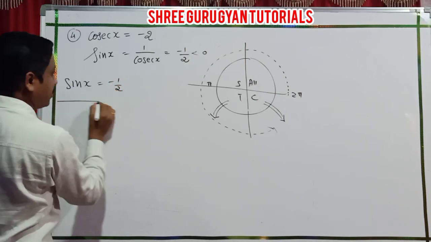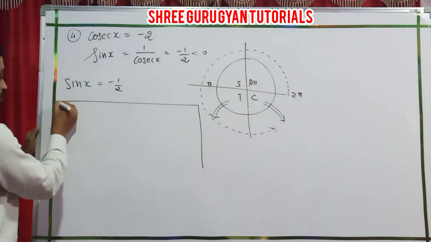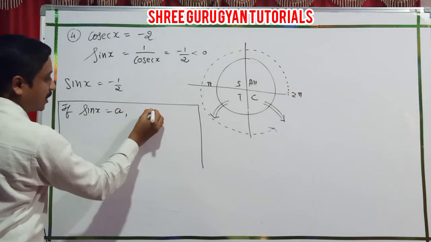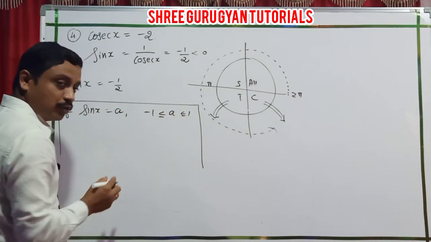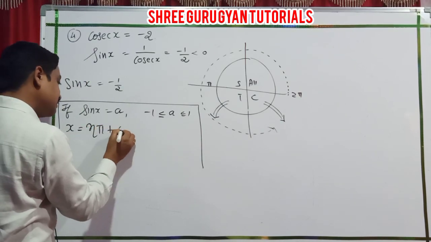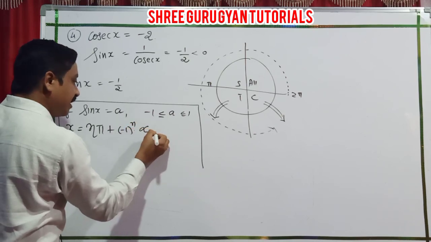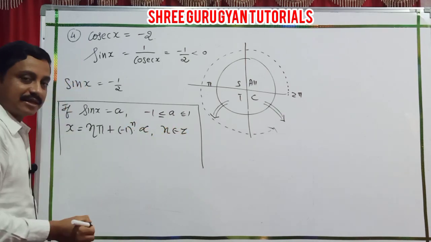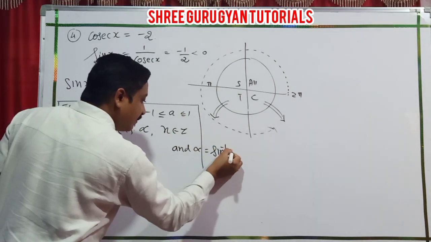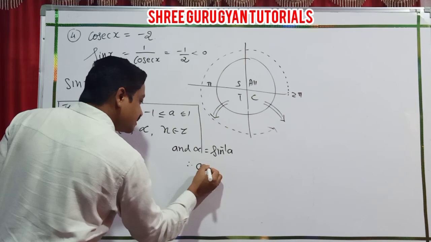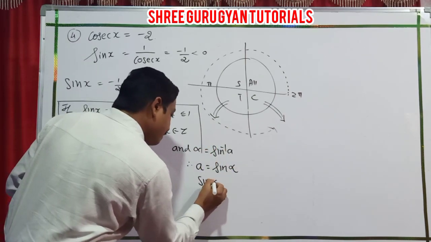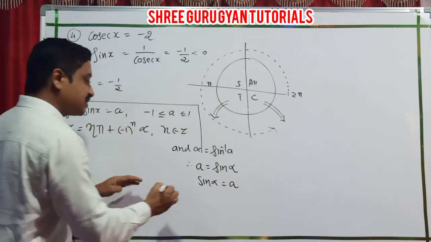First of all I write down my formula. You know the formula: if sin x is equal to a, where a belongs to the range -1 to 1, the solution is x is equal to n pi plus (-1)^n alpha, where n belongs to Z, and alpha is sine inverse a. So sine alpha is equal to a. My a value is fixed, -half.